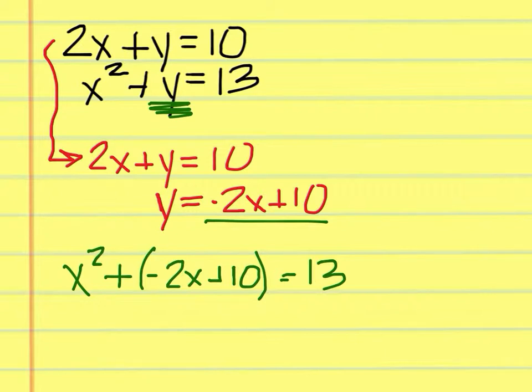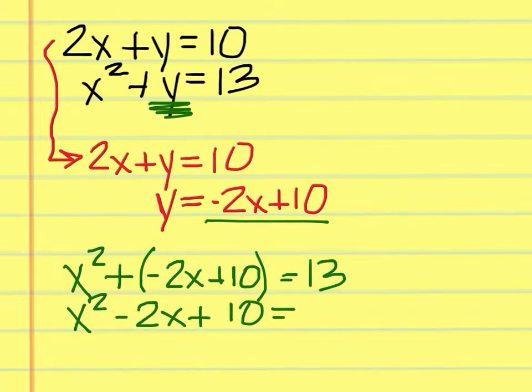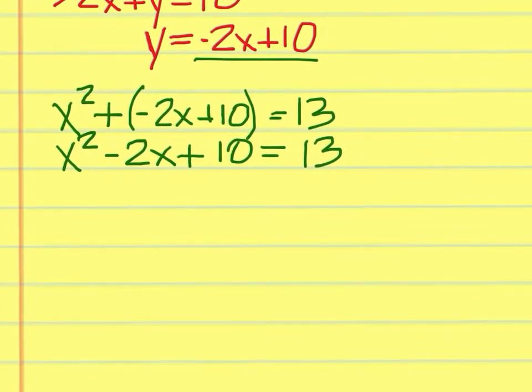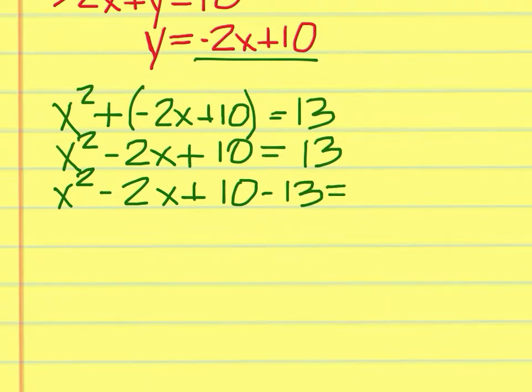Get rid of the parentheses. In this case, you just have a positive sign here, so you're just multiplying everything by a positive 1. X squared minus 2x plus 10 equals 13. So now we have to simplify this as best as we can. We have x squared minus 2x plus 10 on the left, but that 13 goes to the left and changes signs. And then you would have to do 10 minus 13, which is minus 3.